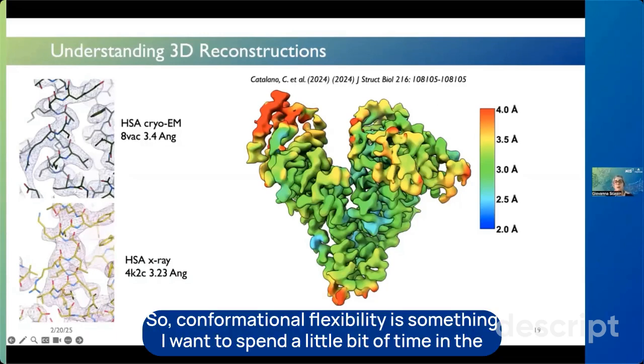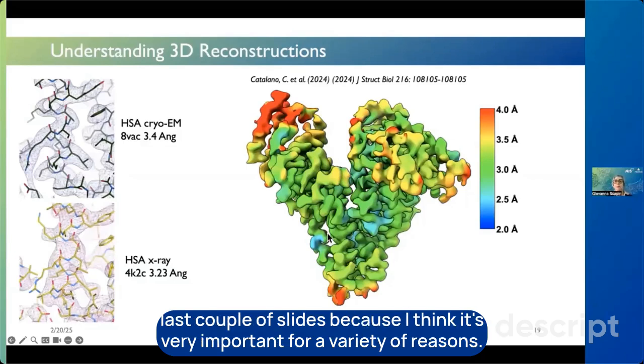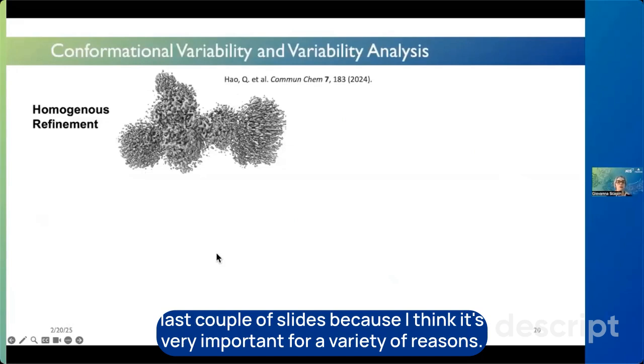So conformational flexibility is something I want to spend a little bit of time on in the last couple of slides, because I think it's very important for a variety of reasons.